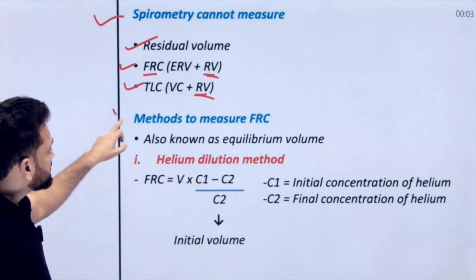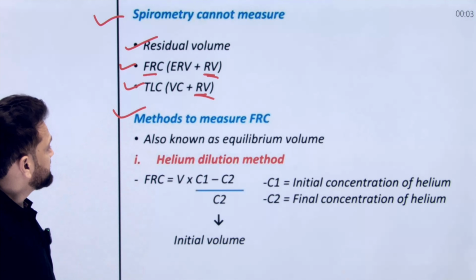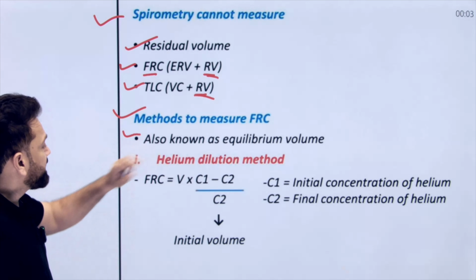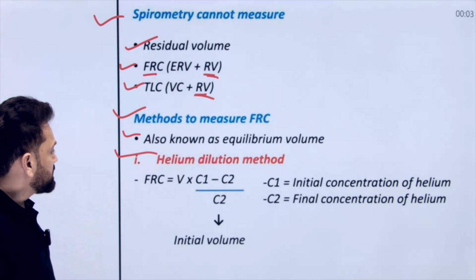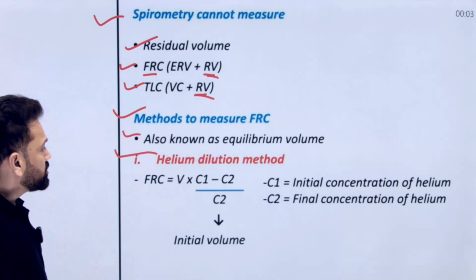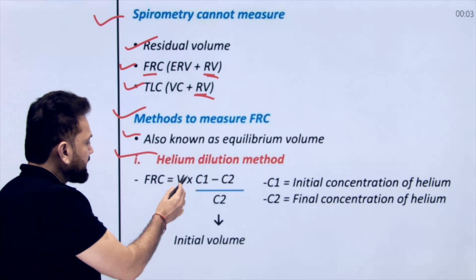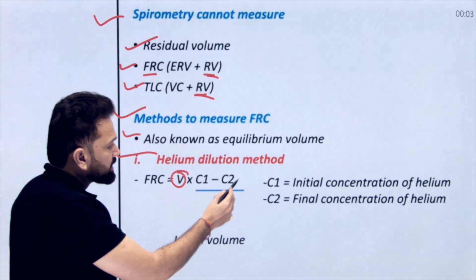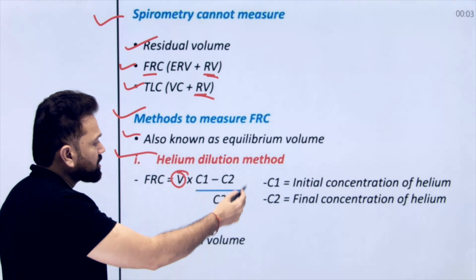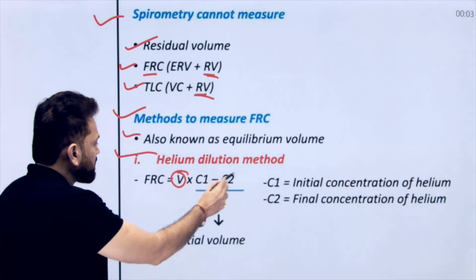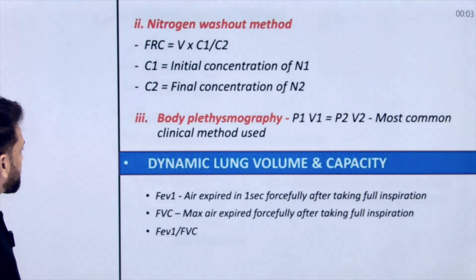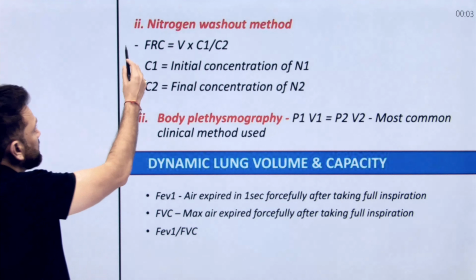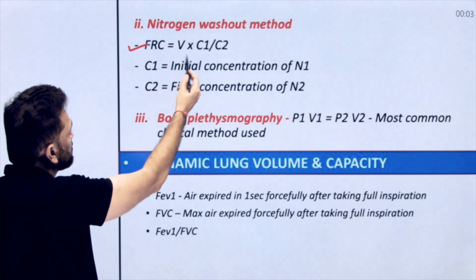So, what are the methods to measure this FRC? It is also called a volume. I have told you, number one is the helium dilution method. By the helium dilution method, you can calculate: V is the initial volume, C1 is the initial concentration of helium, C2 is the final concentration of helium. So by this formula, you are able to measure the FRC from initial volume. Second is the nitrogen washout method. Again, this is the formula: FRC is equal to initial volume into C1 by C2.